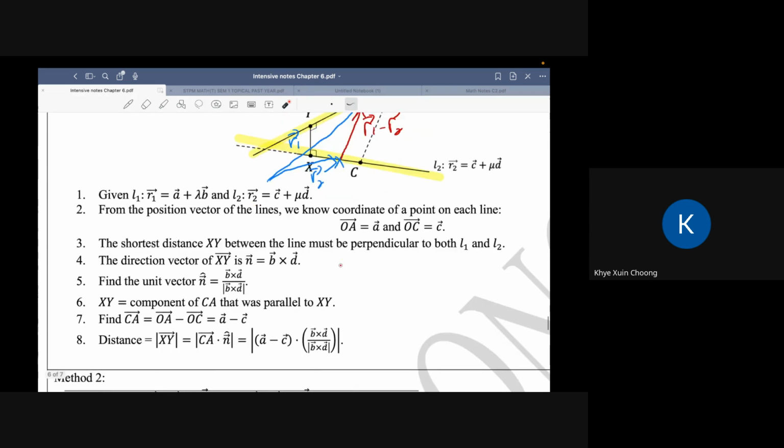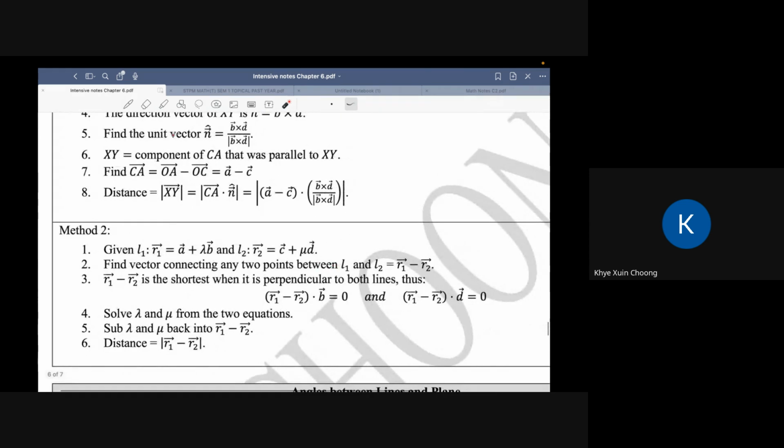R1 minus R2 is the shortest when it is perpendicular to both lines. So if you use R1 minus R2 to dot with the direction vector of line 1, it should equal 0. If they are normal, then the dot product of their direction vectors should equal 0. Then I use R1 minus R2 to dot with the direction vector of line 2, which should also equal 0.